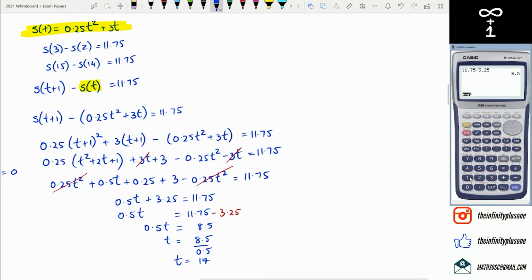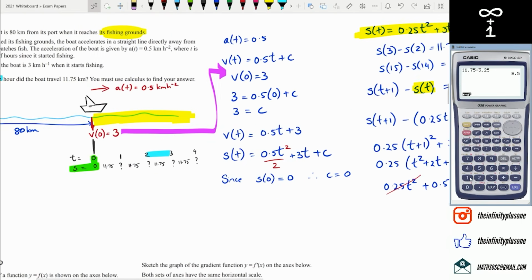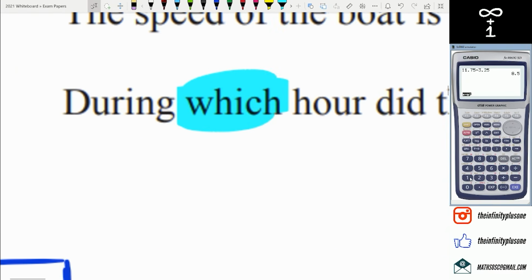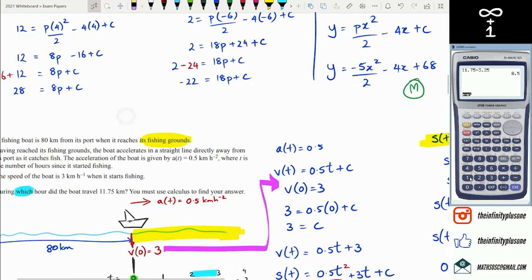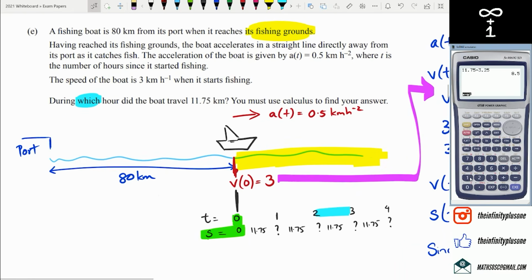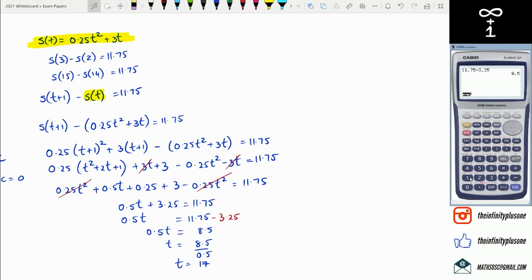Okay, now we're not finished with this question yet, because remember, if you go back to the question, it says during which hour did the boat do that. All right, during which hour? So we know that t is 17. So when t is 17, t plus 1 is 18. So it's actually going between the 17th hour and the 18th hour. So we need to say something like, in the 18th hour, the boat travels 11.75 k's.